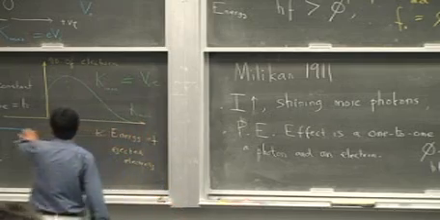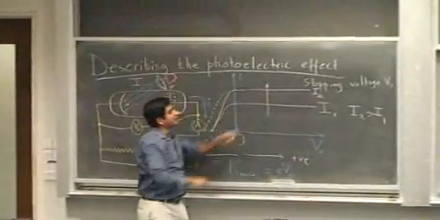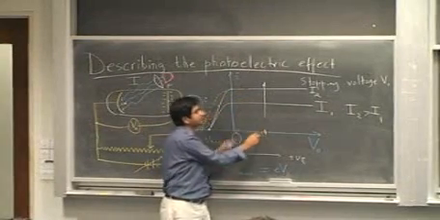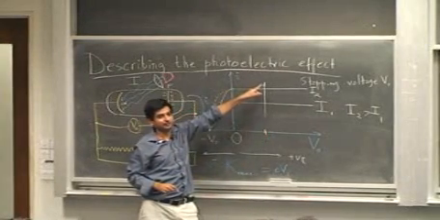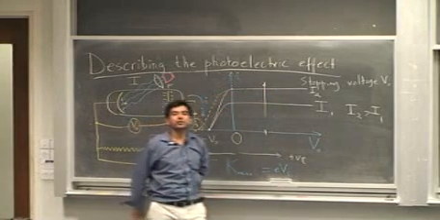Now we have a fair understanding of this curve. Let's revisit this curve. You increase the intensity, keep the voltage constant. You're increasing the intensity, keeping the voltage constant, the photocurrent is going up.